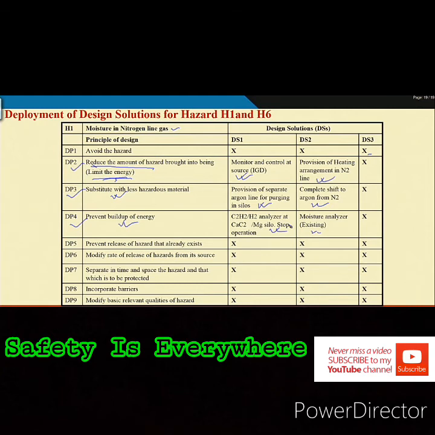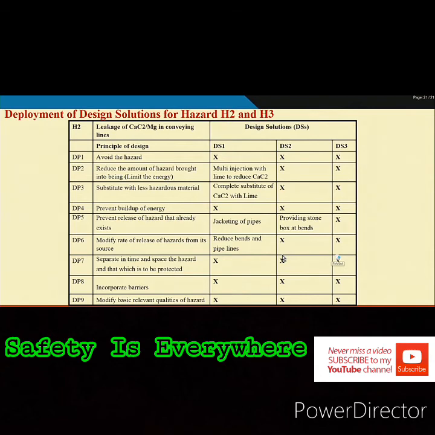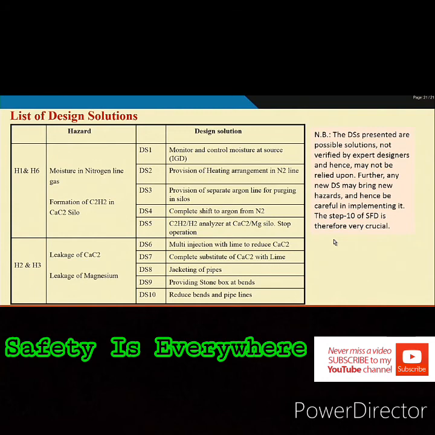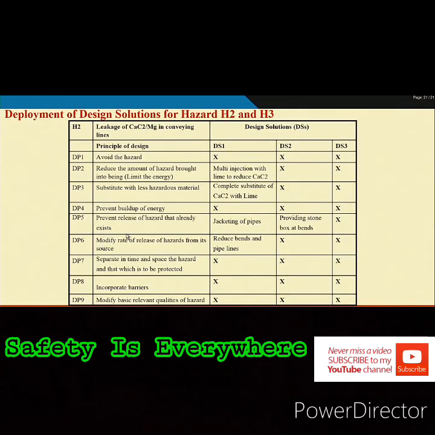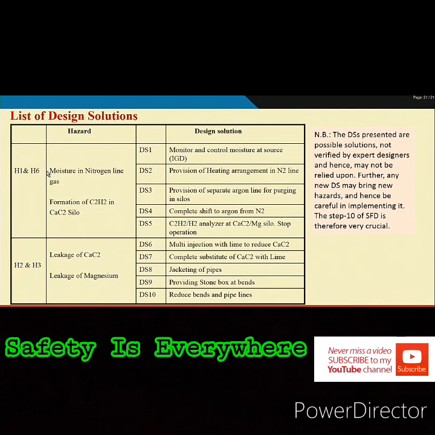So this is for hazard 1. Now, in the same manner, if you do it for hazard 2, you find some more. Similarly for hazard 3 and so on, and finally you have got so many solutions for hazard 1 and 6, hazard 2 and 3. So there are 5 solutions: moisture control, provision of heating arrangement, provision of separate argon line, complete shift, CO2 analyzer, stop operation, and here also there are another 5.